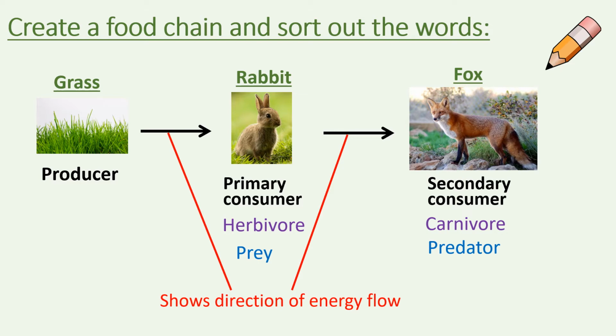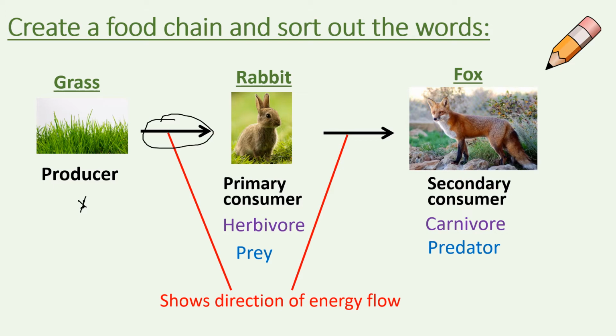And then you would want to have your arrow, which shows the direction of energy flow, and then you'd want to put where the energy is going to go from the grass, so it would go into the rabbit. So our rabbit could be called a primary consumer because it comes straight after the producer, and it also could be a herbivore because it only eats a plant, and it could also be the prey because it's going to be eaten by something else.